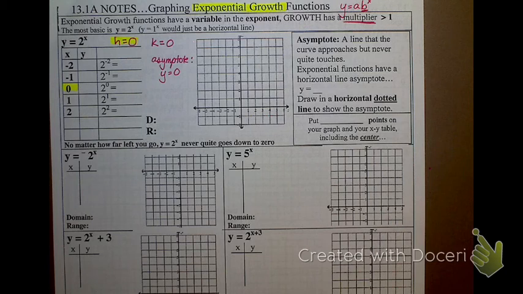And do you think she can cross through the wall? Not unless her middle name's Casper, right? So are we going to be able to cross through our asymptote? No. So you want to think about your asymptote like a wall.